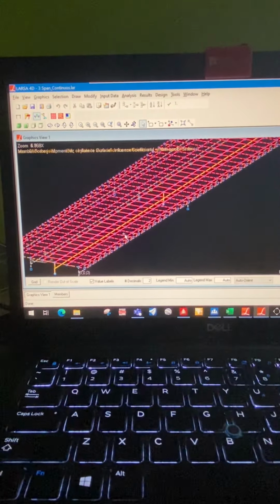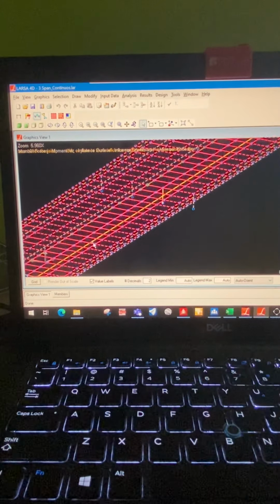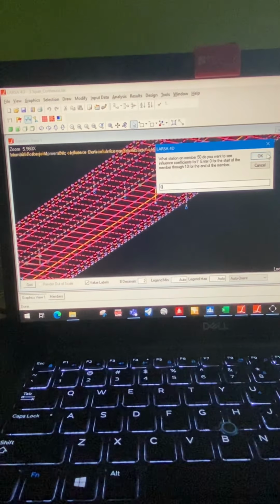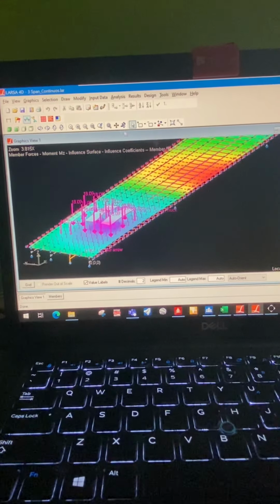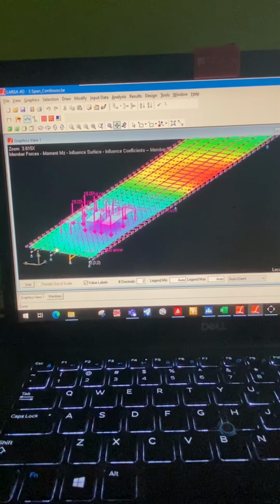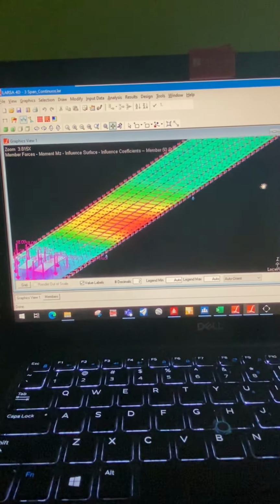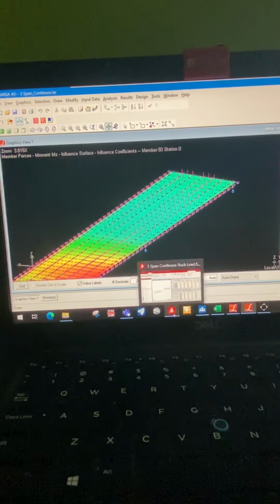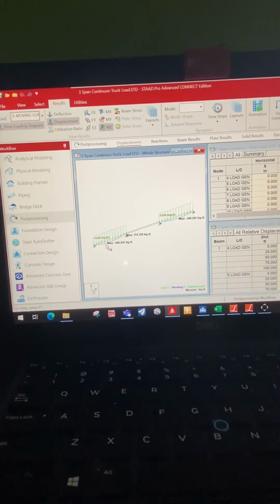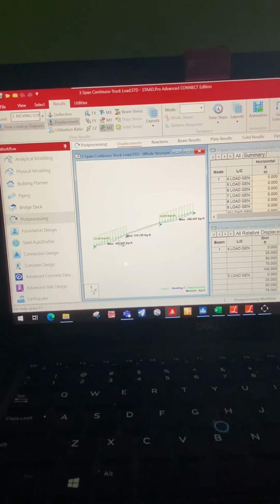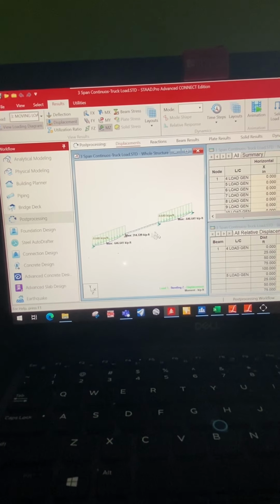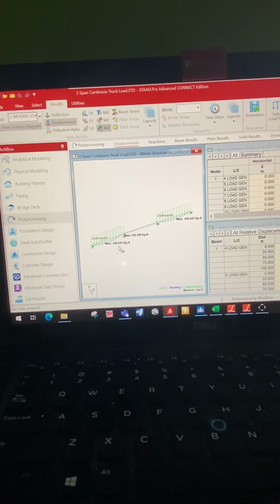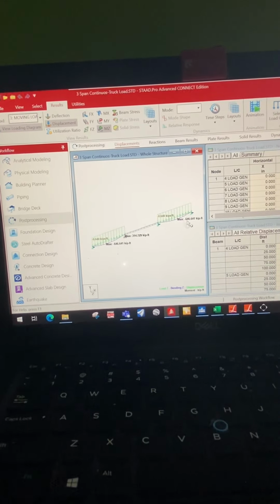So it tells me that the maximum moment is here. The truck would have to be here to generate the maximum positive moment. And then the lane load would have to be loaded in this span and loaded in that span, similar to what we did in our STAAD Pro. You'll have the maximum moment at 646 kip feet for the lane load.